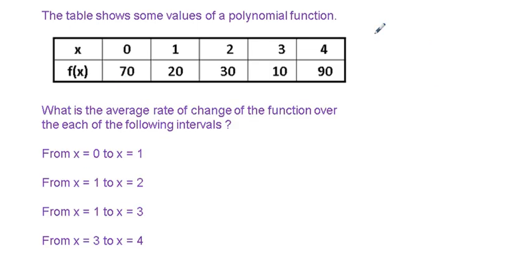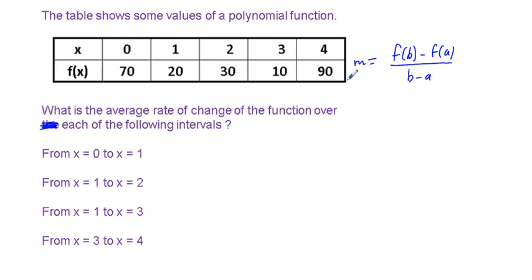The table shows some of the values of the polynomial function. What is the average rate of change of the function over each of the following intervals, from x equals 0 to x equals 1? Well, the average rate of change, which I'll put in the slope, that's what it is, the slope, is f of b minus f of a over b minus a.